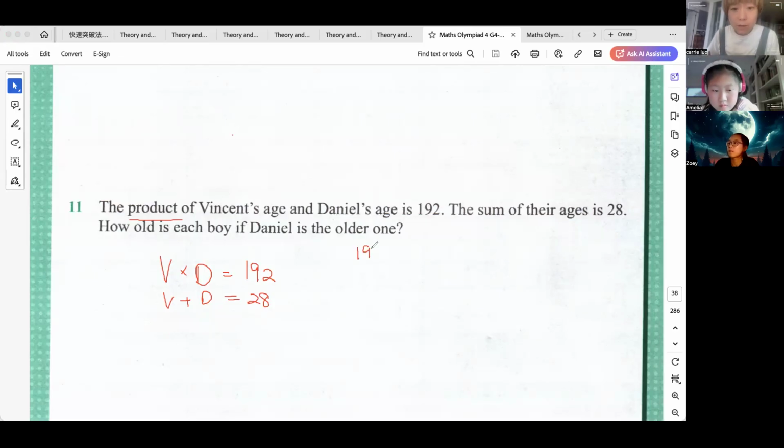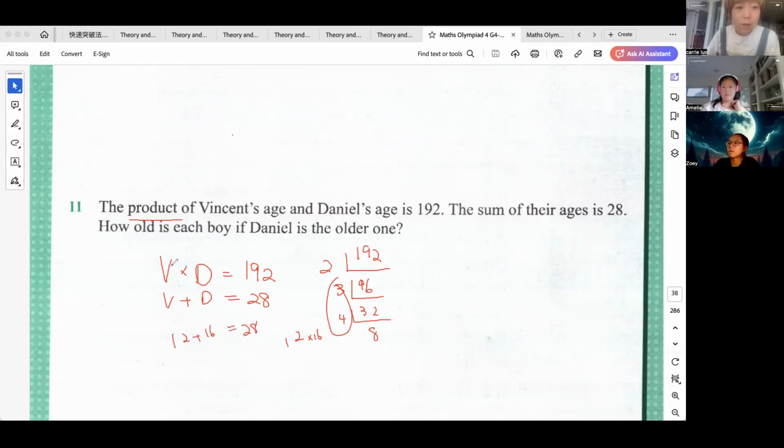So we need to factor 192. So 96. So 3, 32. So 4, 8. So we're going to think about it. So 3 times 4 equals 12. 2 times 8 equals 16. So 12 times 16 equals 192. And 12 plus 16 equals 28. So how old is each boy? If Daniel is the older one, Daniel equals 16 and Vincent equals 12.